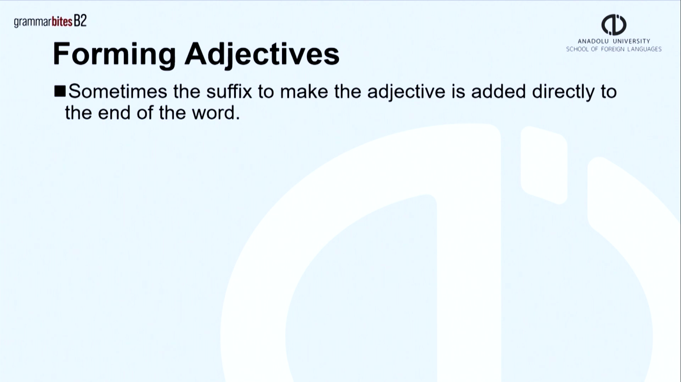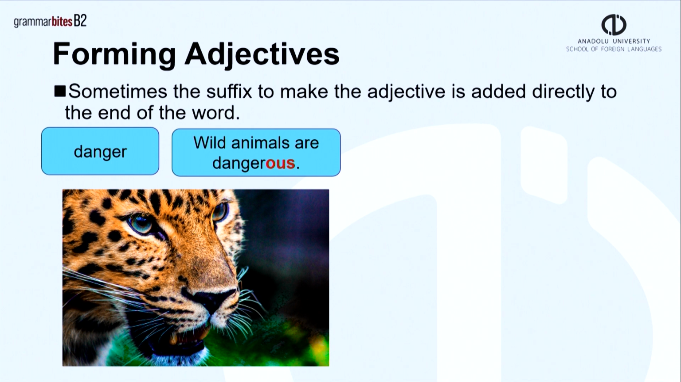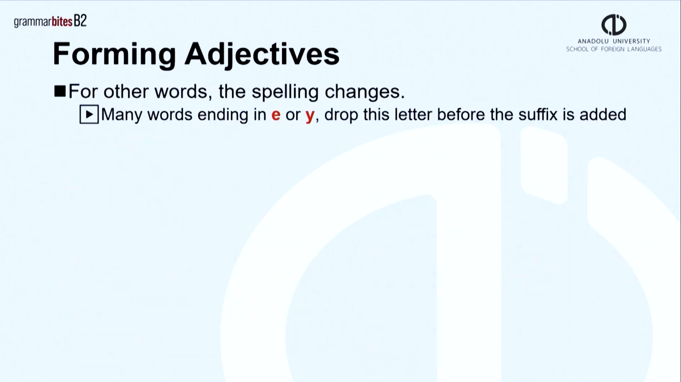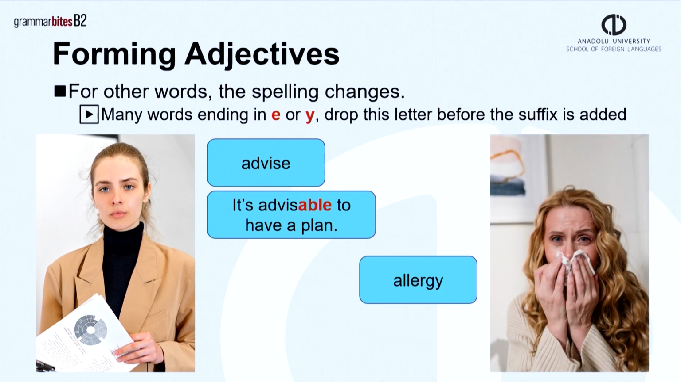So let's look at how we make some of these adjectives. Sometimes the suffix is added directly to the end of the noun or verb. Danger. Wild animals are dangerous. Stress. Her job is very stressful. For other words, we need to make simple spelling changes. For example, words ending in E or Y drop this last letter before the suffix is added. Advise. It's advisable to have a plan. Allergy. She is allergic to cats.